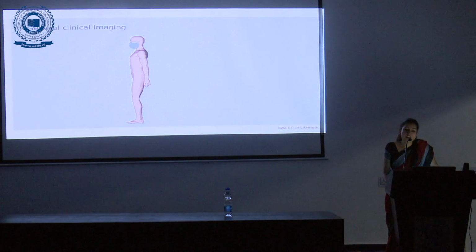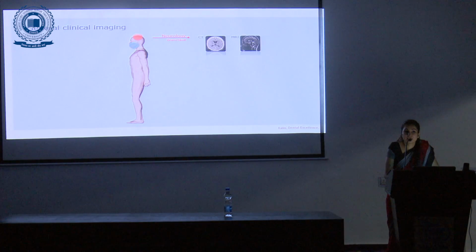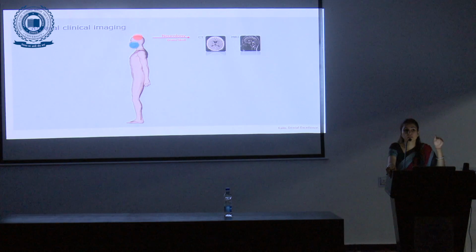Alright, so let's start with general clinical imaging. Our body has different parts and we need different types of clinical imaging for different types of anatomy. So let's first understand that. For our brain, we have a very hard covering, a very protective layer called the skull, and for that we need a medical CT so that the X-rays penetrate through and give you the internal anatomical view, or the MRI to see the soft tissues.